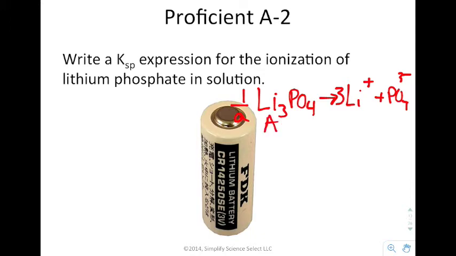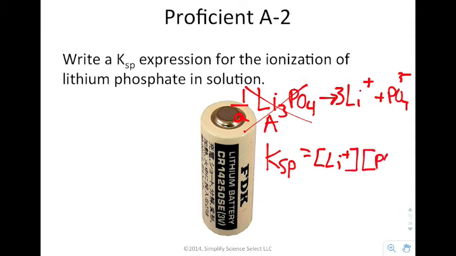Now lithium phosphate is a solid crystal, so because of that it's not going to be included in the KSP expression at all. So instead I would write a KSP expression. I would say KSP is equal to the concentration of lithium times the concentration of phosphate.